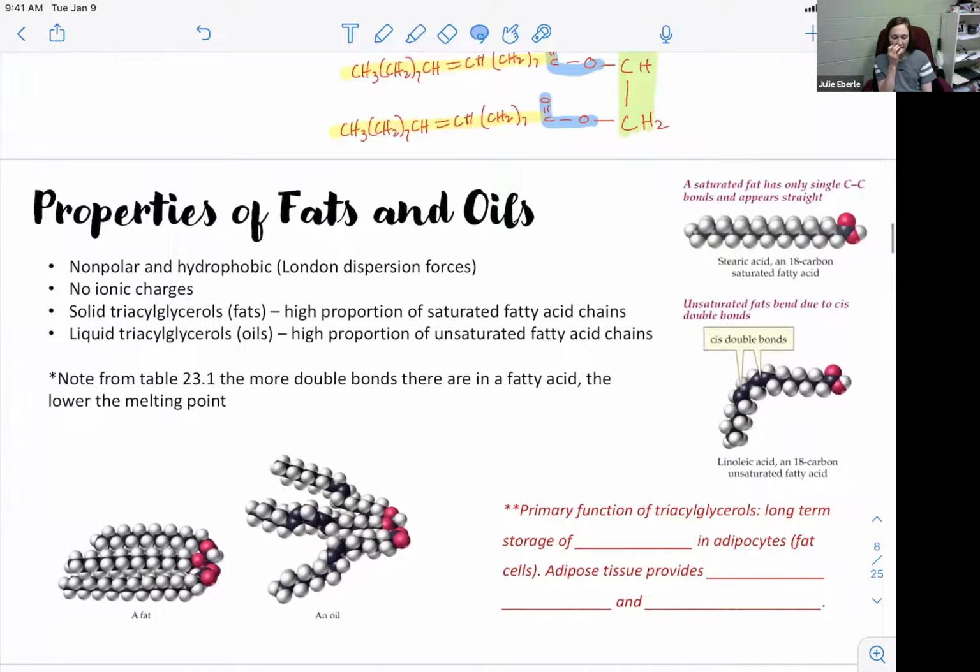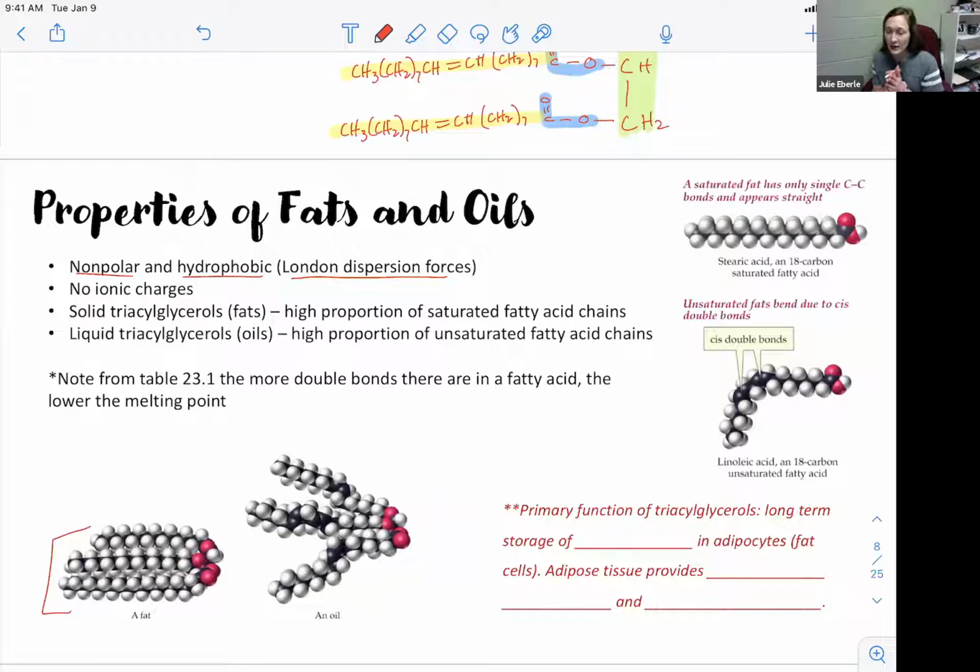Okay, properties of fats and oils. Some of this might be intuitive for you now. Since we know fats have such a large hydrophobic portion, like these hydrocarbon chains, it should not surprise us that they are dominantly nonpolar, hydrophobic. Like if we look at these 3 chains right here, how are these interacting? It's through London dispersion forces. Okay, it's holding them together.